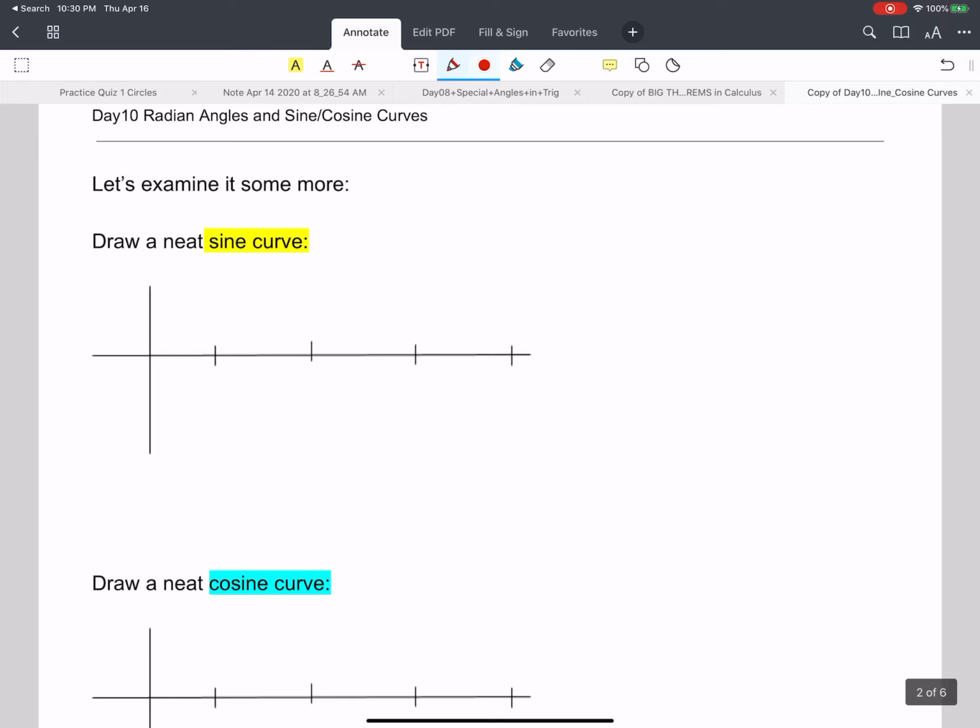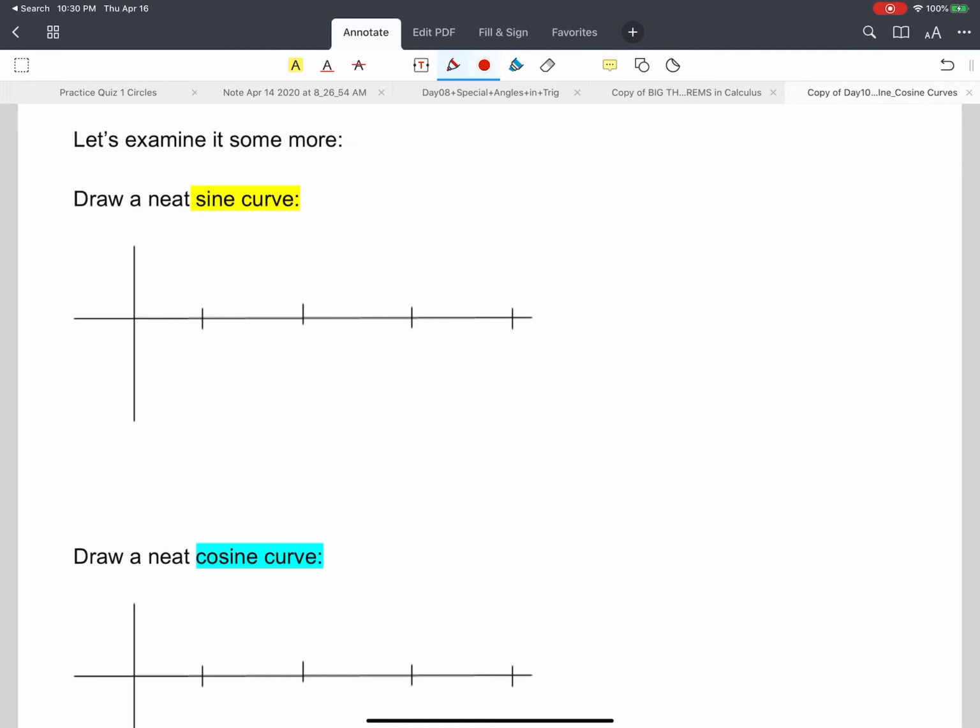Let's examine it some more. Now that you don't go back, try not to look at it. Try and draw the nice, neat curve. Look at me with my little lines trying to make them look nice. Sorry, I couldn't make it work, but whatever. So we're just going to do one side. I'm going to do the degrees at the end. Just do the curve first.